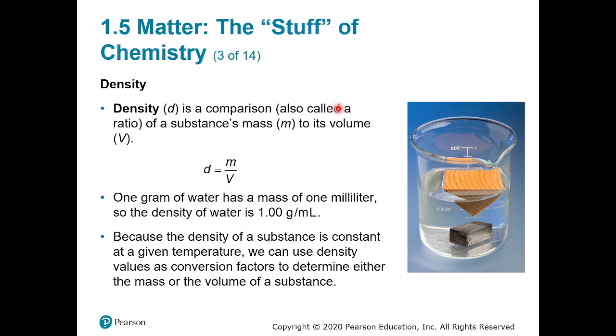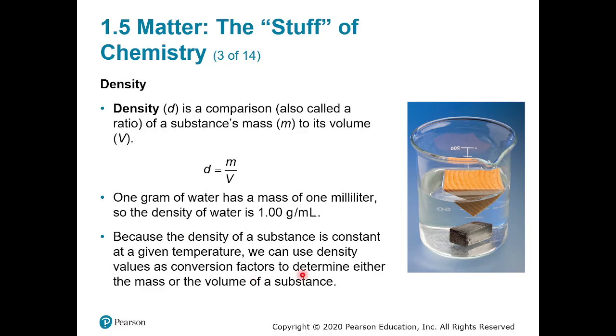Density. This is going to be a comparison unit. It's also a ratio unit, is another way of saying that. And so you're going to have the substance's mass divided by its volume. So density, small d, is substance mass divided by the volume. So 1 gram of water is going to have a volume of 1 milliliter, and the density of water is 1 gram per milliliter.